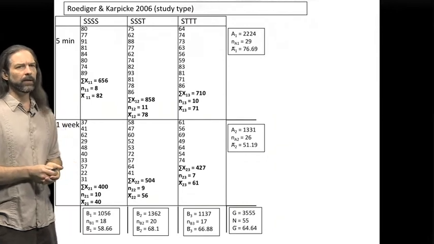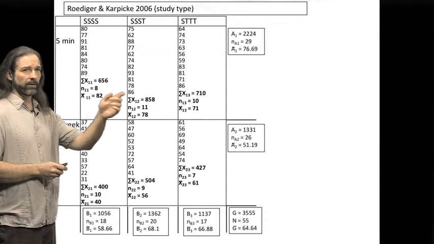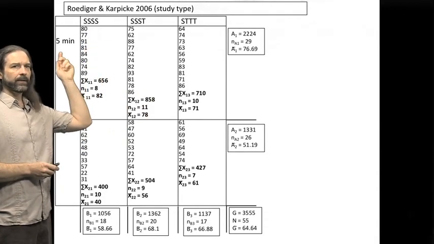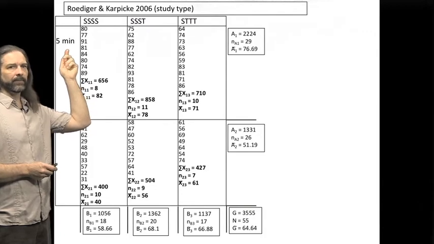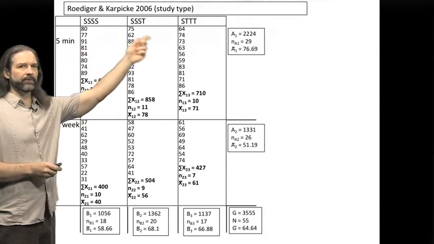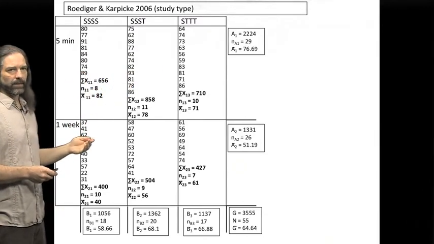Here is our data. Just as before, as we had with the orange boxes, I have the 6 cells indicating the encoding type and the duration of time that they had to wait before they were tested. So I have the 3 different types of encoding, and then I have the 5-minute and the 1-week wait times.